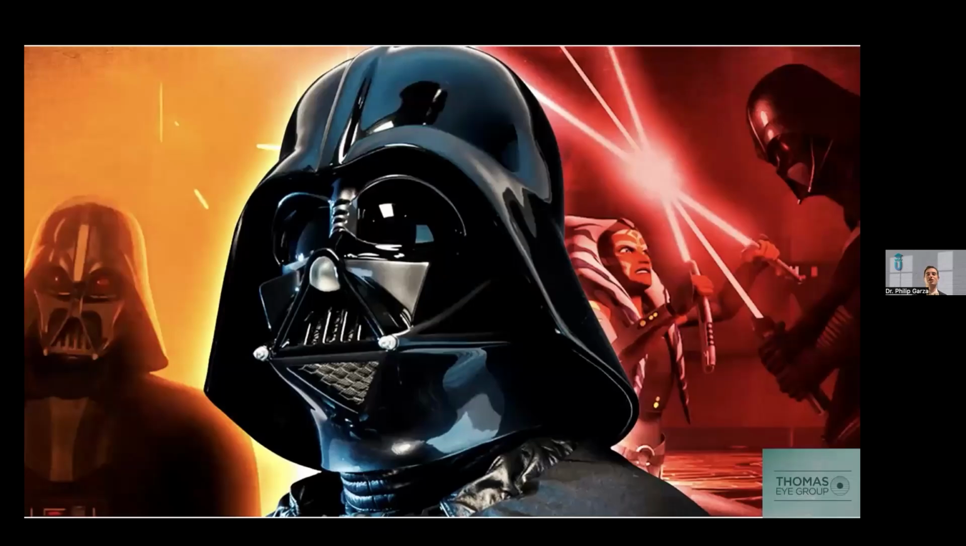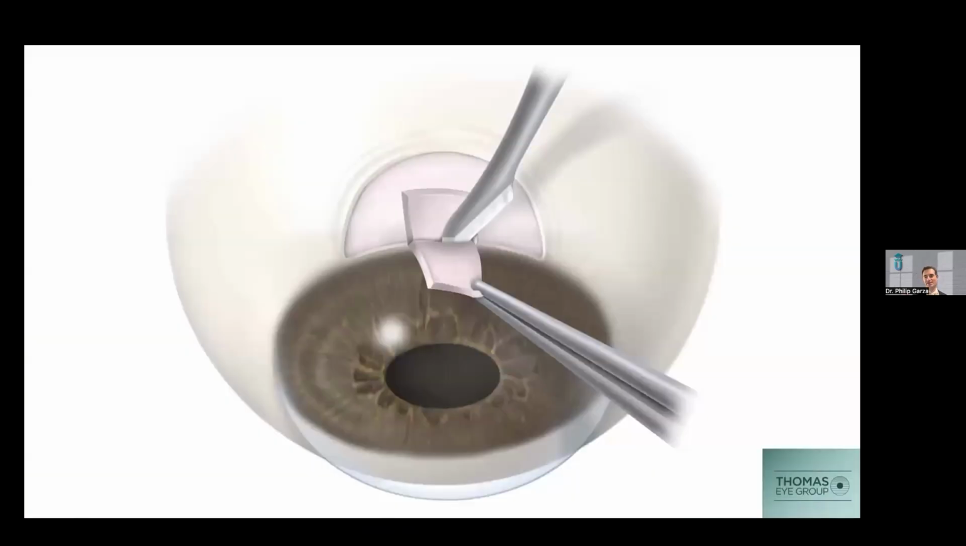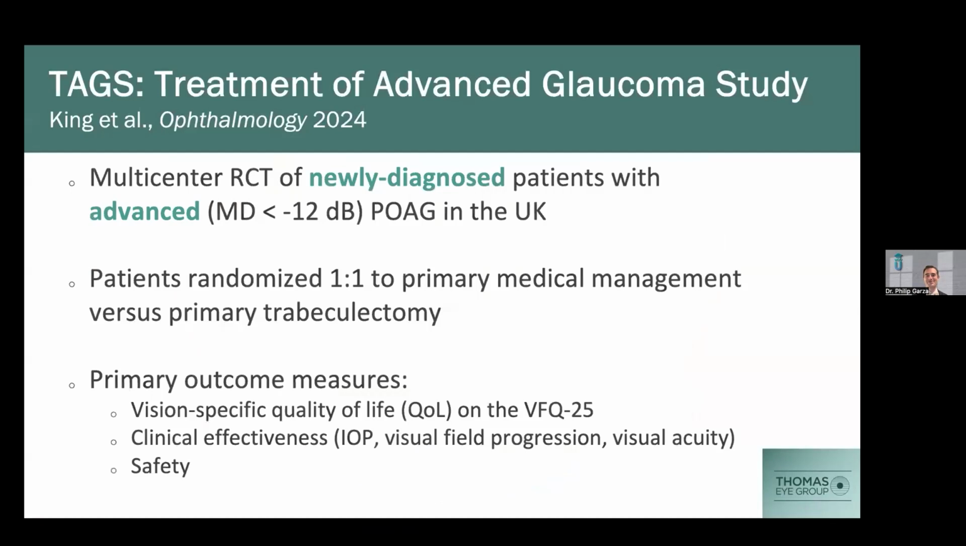So kind of moving on to the last component of the present, which is an update on trabeculectomy. I don't know how that got there. Trabeculectomy. And so, the Darth Vader of glaucoma.